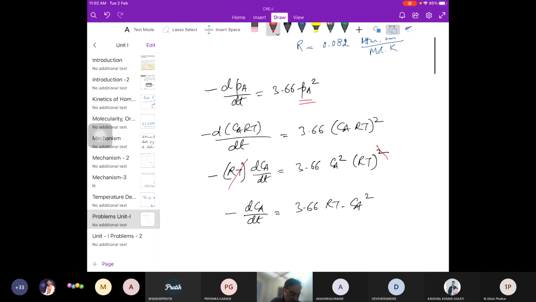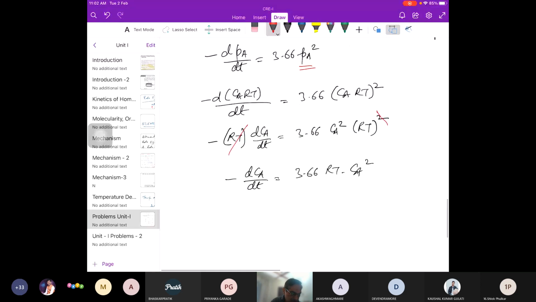You can take out RT from the differential because it's a constant. Minus RT dCA by dt is equal to 3.66 CA square RT whole square. So RT cancels out on both sides, and what you get is minus dCA by dt equal to 3.66 RT into CA square. And the form of the equation which we have is essentially K into CA square. So we have this term which is essentially CA or K.